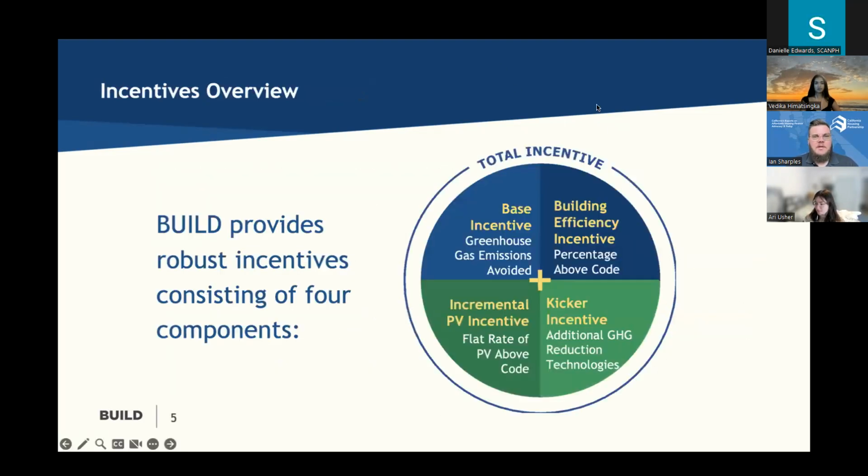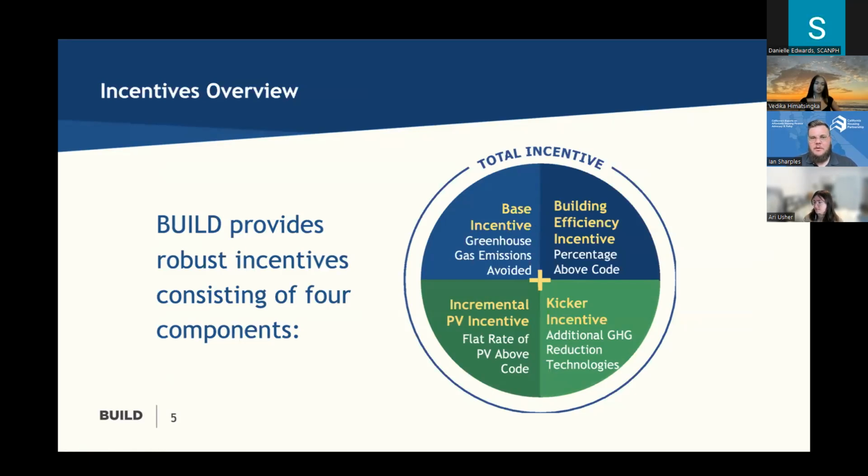So a little bit on what incentives are included in this. There's a base greenhouse gas incentive based on greenhouse gas emissions avoided. There's a building efficiency incentive that's based on how efficient you are above the existing code. There's an incremental photovoltaic incentive based on how much solar you're installing above code. And then there are some really cool kicker incentives based on specific technologies that you might choose to install.